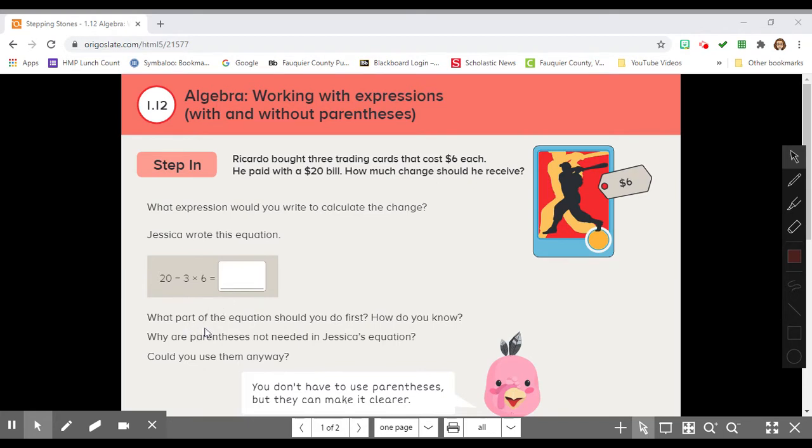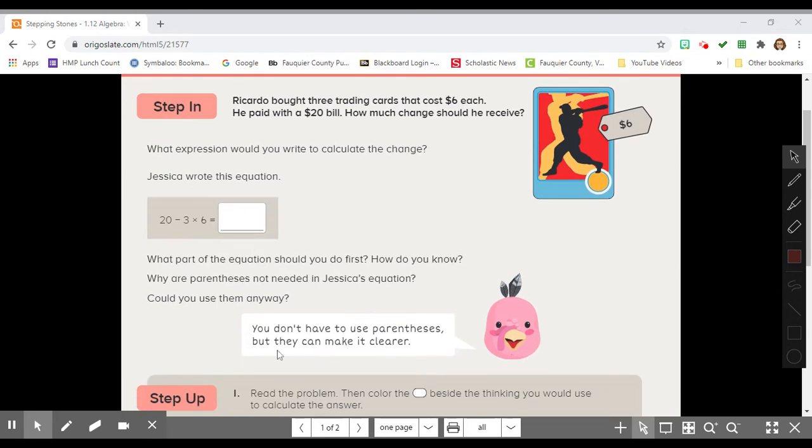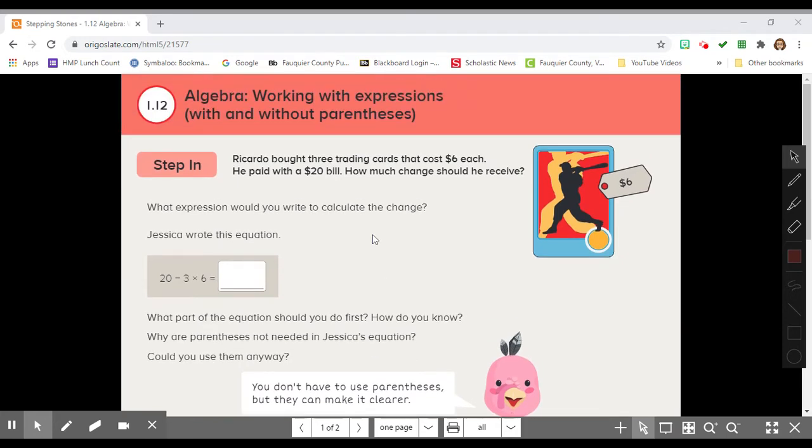So what part of the equation should you do first, and how do you know? And why are parentheses not needed in Jessica's equation? And could you use them anyway? Well, you don't have to use parentheses in this particular situation, but they can make it clearer, especially when you're first learning how to do these types of equations.